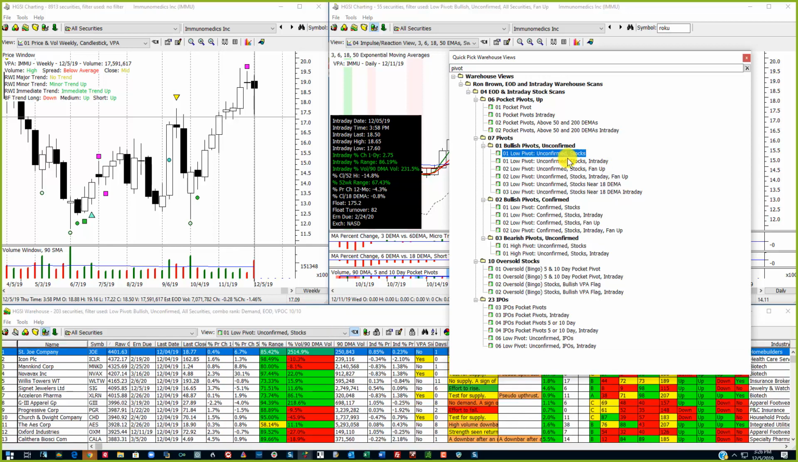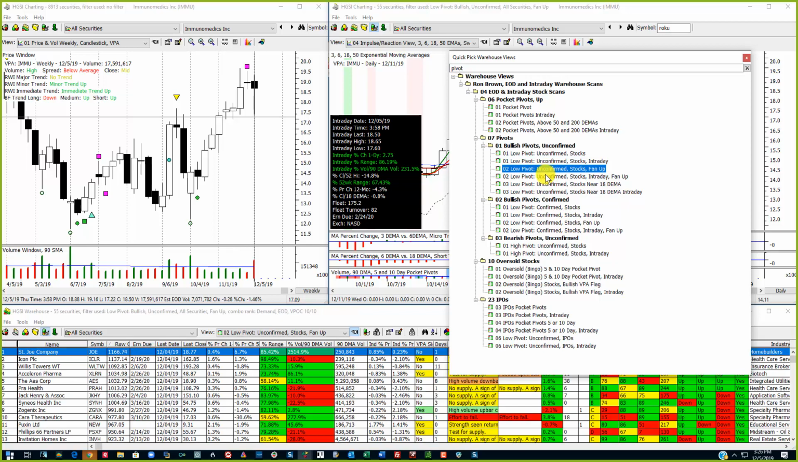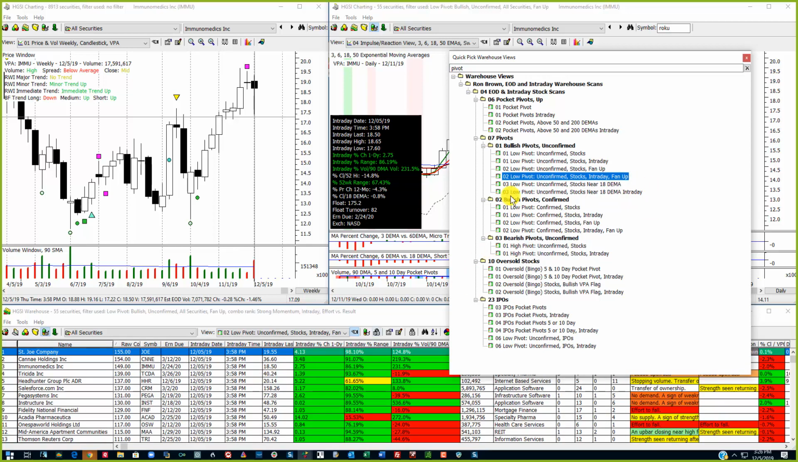Now look at the difference in this. Low pivot unconfirmed. If I click on that, there's 203 stocks. I don't want to look at 203 stocks, but I may look at this just because there may be some turnaround stocks in here, and I'll look at the ones that are going up in the morning. I'll go through the top 10 very quickly maybe. But if I want to limit myself to fan up, this is the end of day look. This is the intraday look. So I know these stocks have a fan up. If I catch them early in the day, I'll look at them and maybe put a buy stop in.